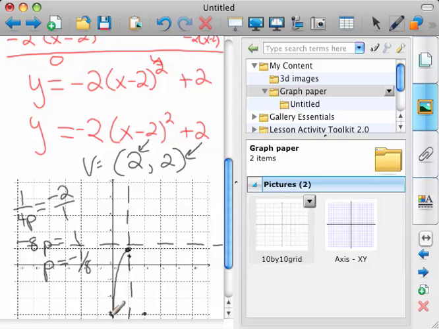And so here's my parabola. And again, that's maybe kind of a rough sketch and maybe a little too fast, but there you have it.